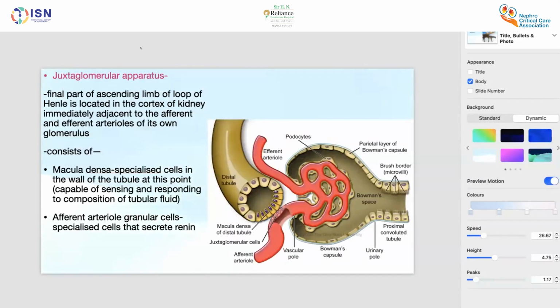Then the juxtaglomerular apparatus. This is the final part of the ascending limb of the loop of Henle, which is located in the cortex of the kidney, immediately adjacent to the afferent and efferent arterioles of its own glomerulus. It consists of the macula densa, which are specialized cells in the wall of the tubule at this point. They are capable of sensing and responding to the composition of the tubular fluid. The afferent arterioles have granular cells, which are specialized cells that secrete renin.